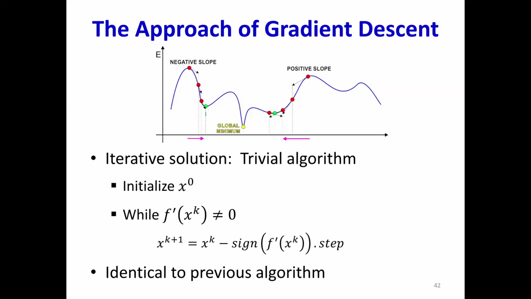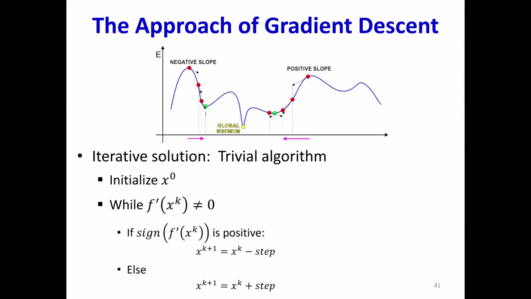So in the scalar case, here is a simple, trivial solution for how you can begin approaching a minimum. At the current guess, you check the derivative. If the derivative is 0, then it's maybe a minimum. Otherwise, you check the sign of the derivative. If the sign of the derivative is positive, you want to take a step back. If the sign of the derivative is negative, you want to take a step forward.